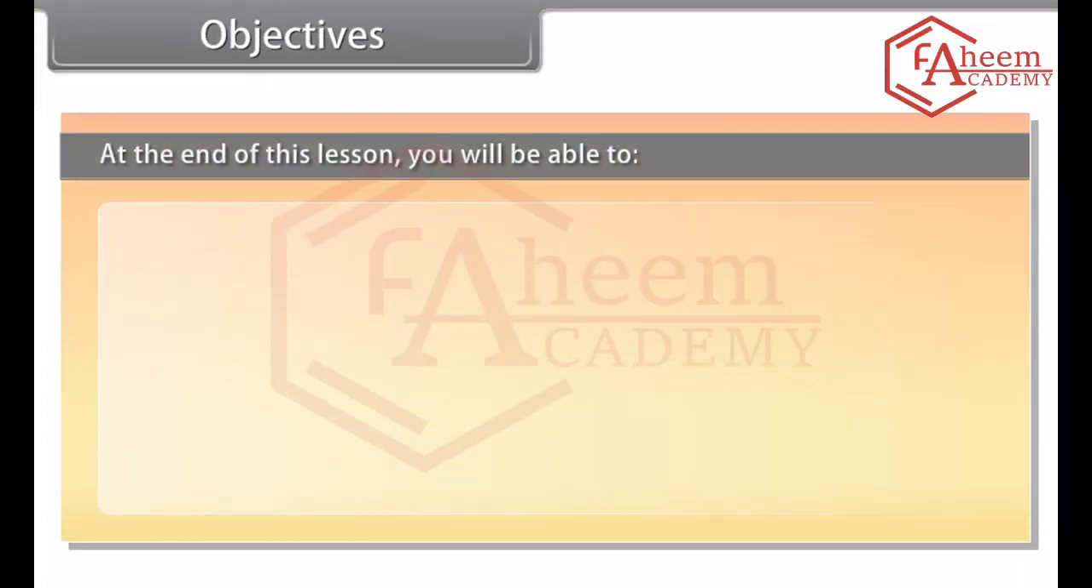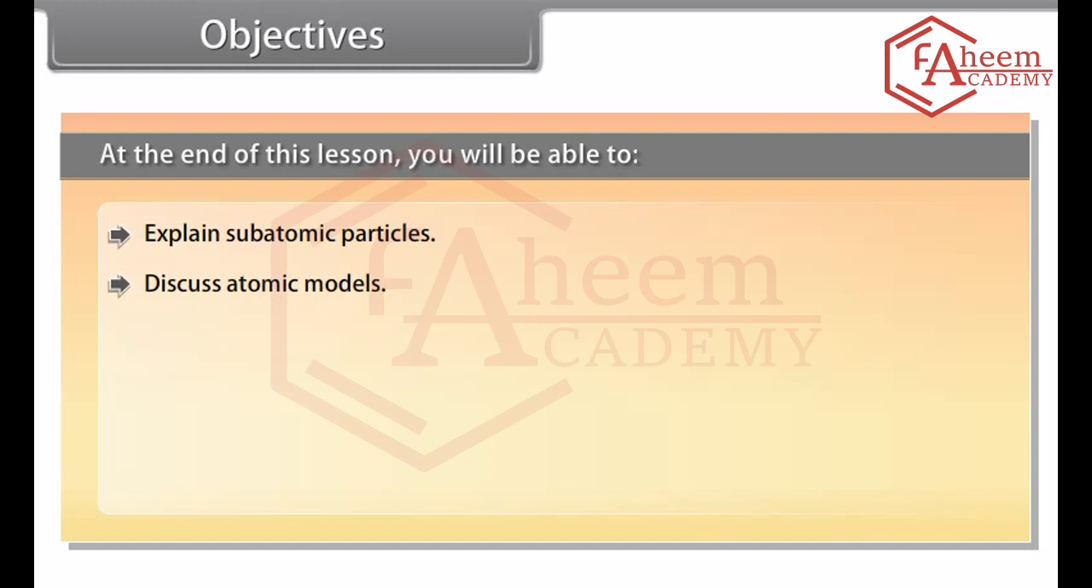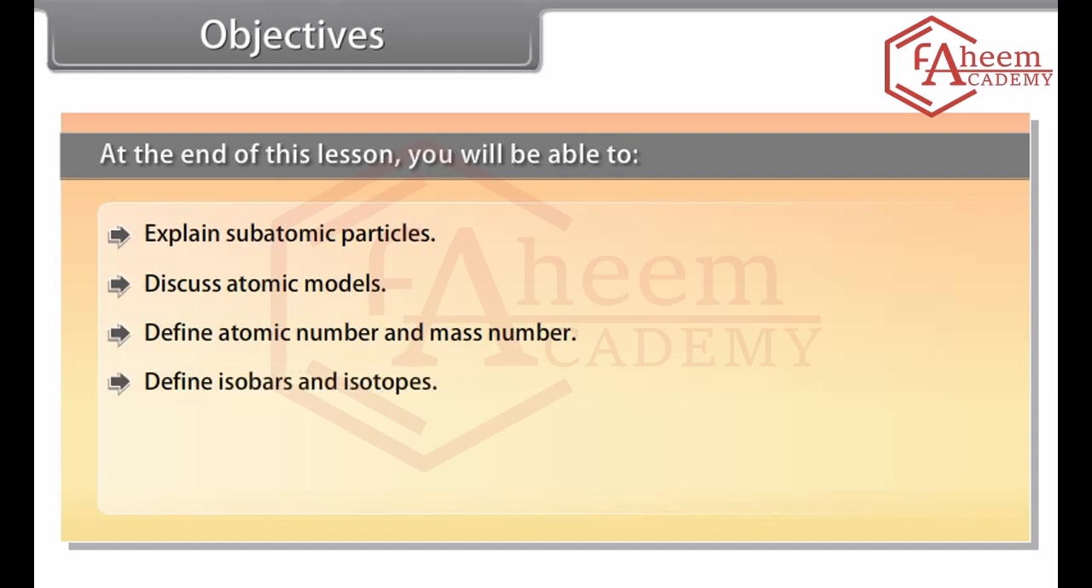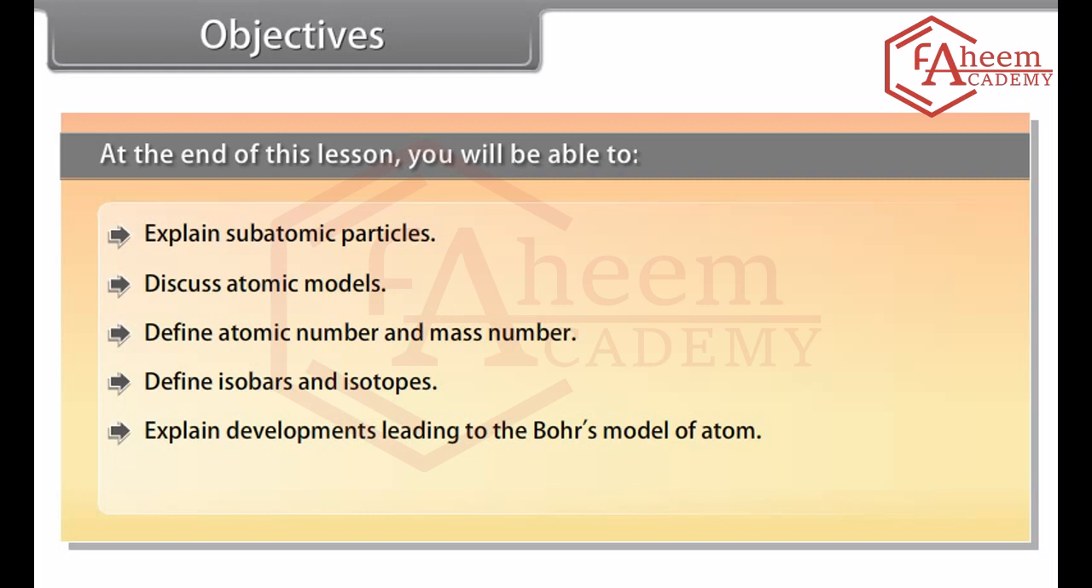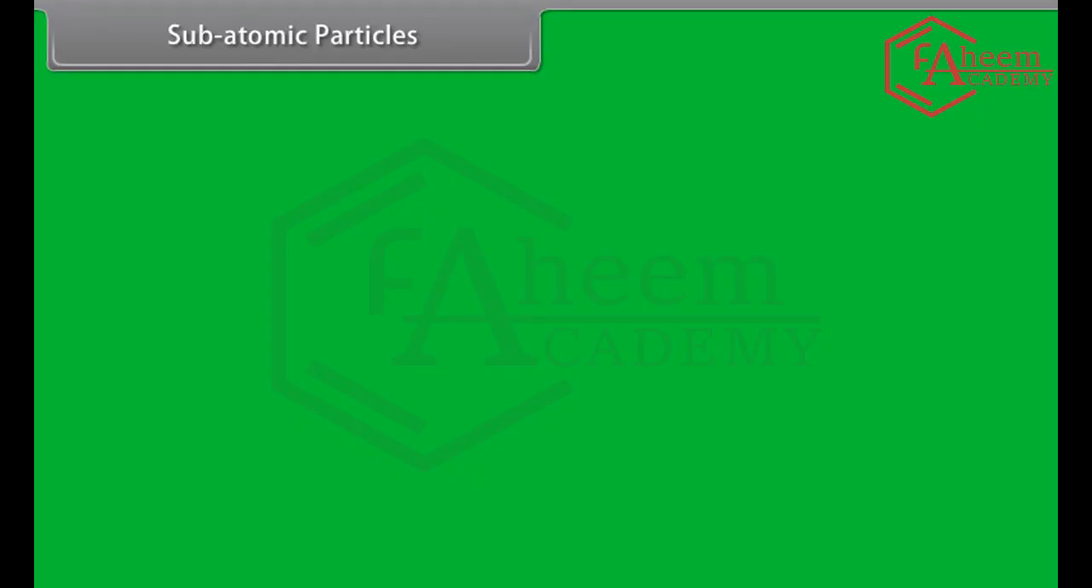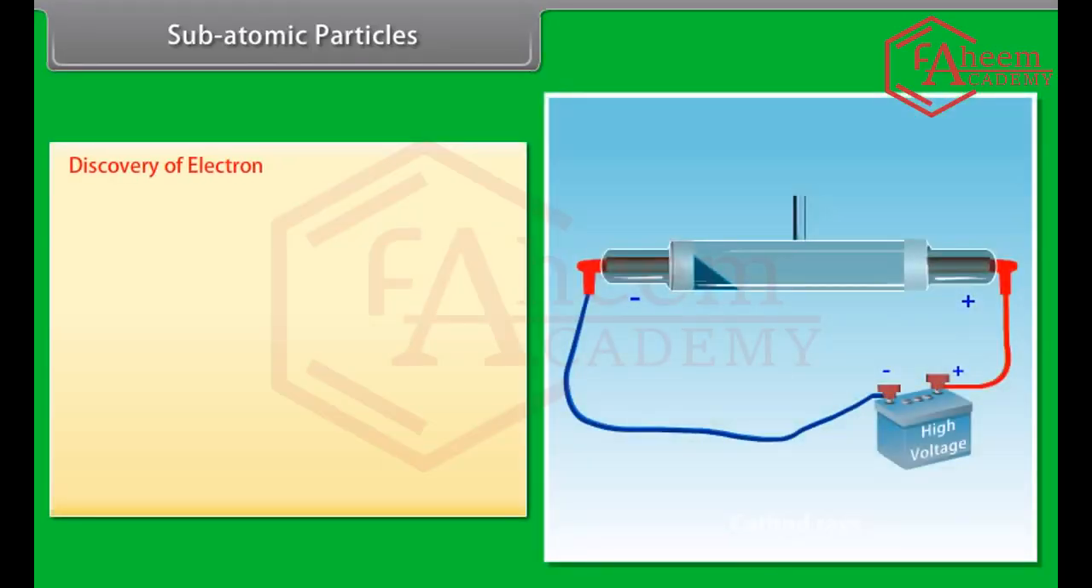At the end of this lesson, you will be able to explain subatomic particles, discuss atomic models, define atomic number and mass number, define isobars and isotopes, explain developments leading to the Bohr's model of atom, explain Bohr model of hydrogen atom. Subatomic particles. Discovery of electron.